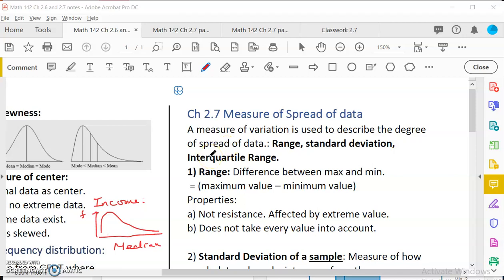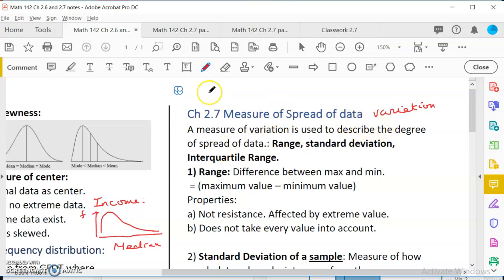Hello, statistics student. In this video, we're going to cover 2.7, which is the measure of spread of data, or variation. In more technical terms, it's the measure of variation. But this is the topic in the book, so I use this title. A measure of variation describes how data vary, the degree of variation.